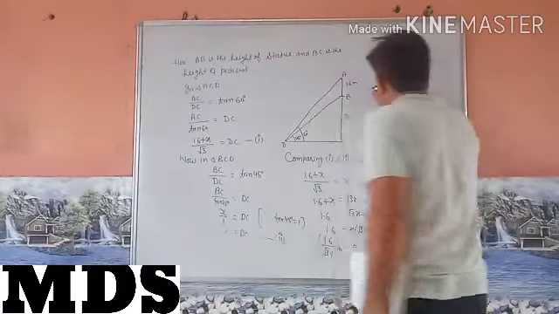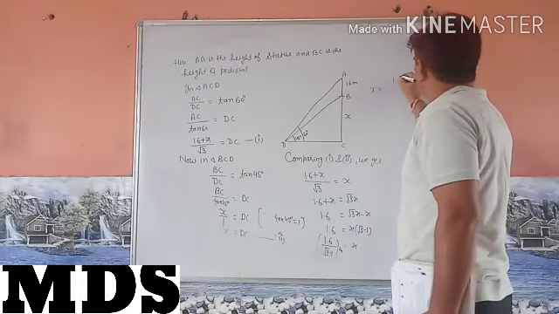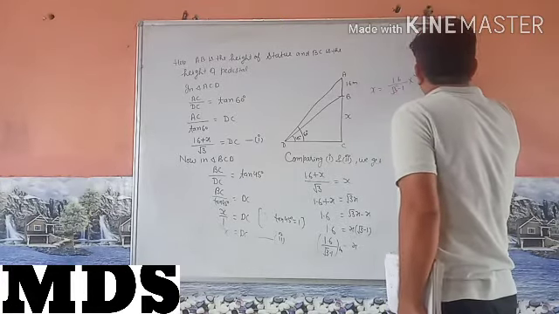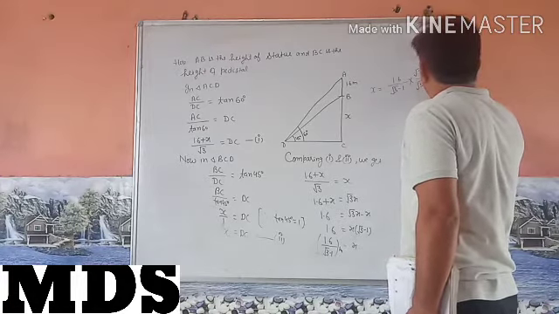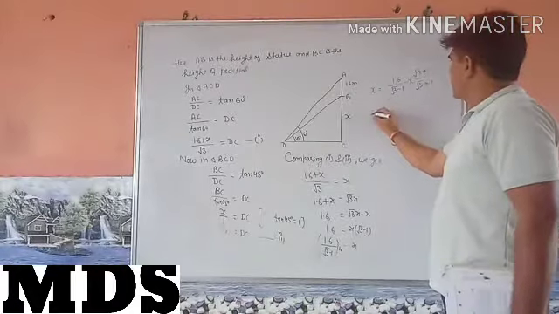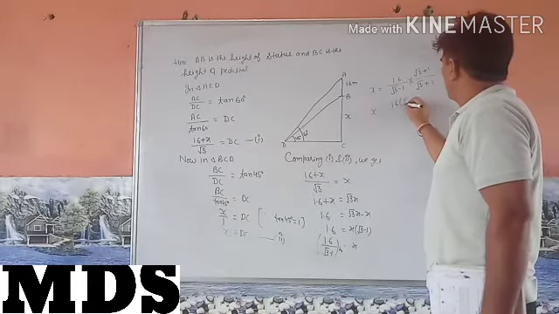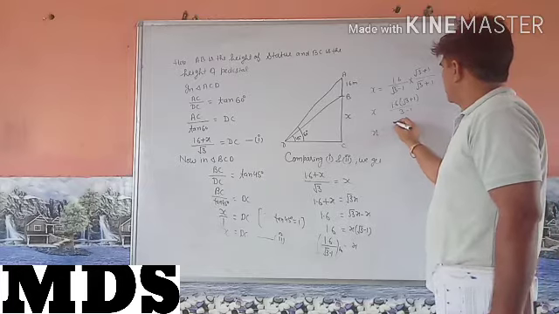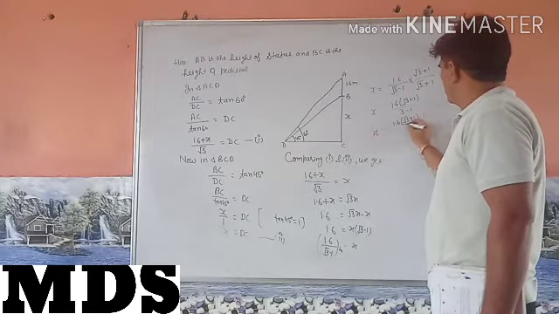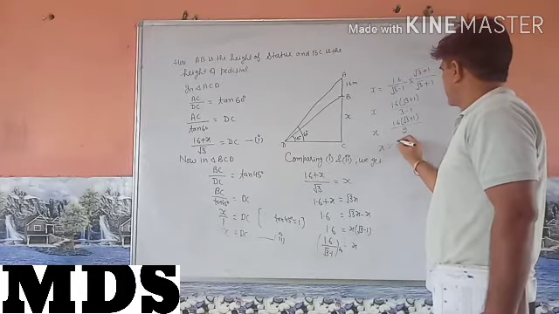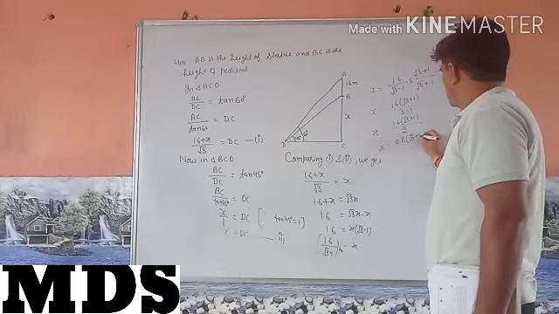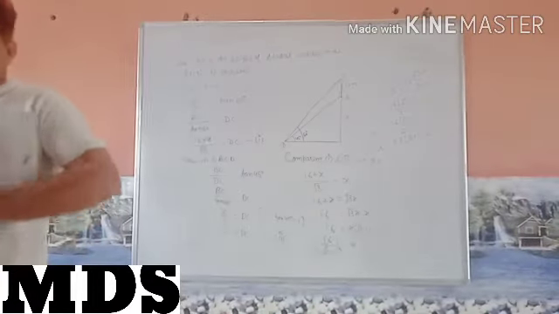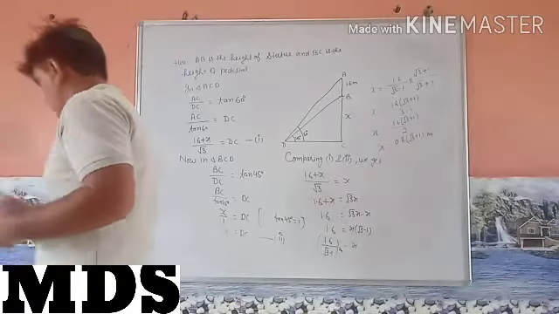So do this also. X is equal to 1.6 by root 3 minus 1. Rationalizing the denominator, multiply by root 3 plus 1 by root 3 plus 1. X is equal to 1.6 into root 3 plus 1 by what? 3 minus 1. So X is equal to 1.6 into root 3 plus 1 by 2. What is this? X is equal to 0.8 into root 3 plus 1 meter. This is the height of pedestal. So I think all of you understood this.